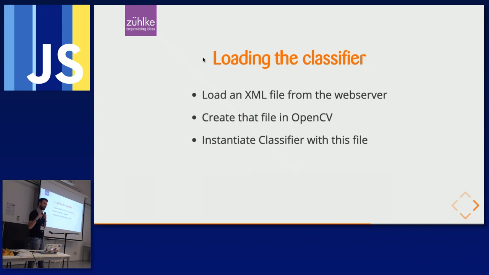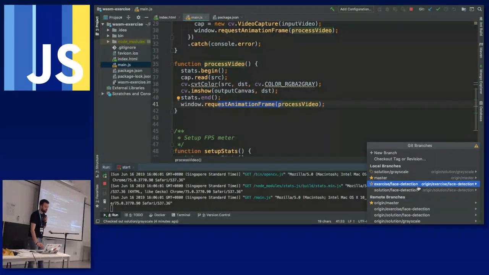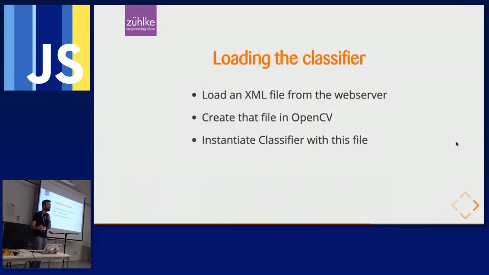Then we load that from an XML and we give it to OpenCV. You don't have to do that because it's a bit cumbersome. We have to fetch it, make a byte array, input it into OpenCV. I already did that for you and I did it on a branch called exercise face detection. So when you start this exercise, check out exercise face detection.